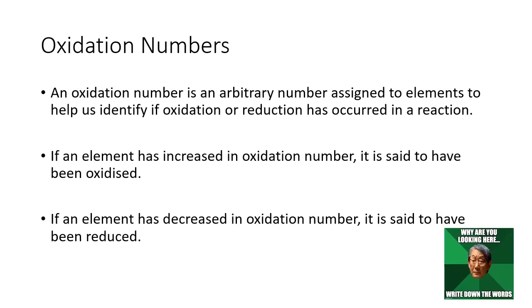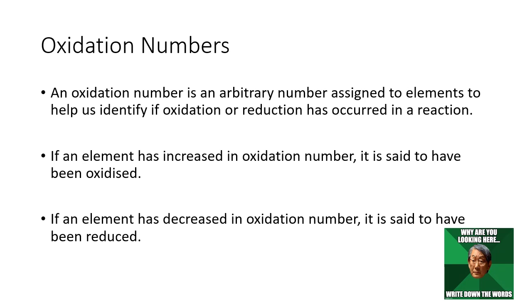So what are oxidation numbers? Oxidation numbers are arbitrary numbers assigned to elements to help us identify if oxidation or reduction has occurred in a reaction. They're just numbers that we assign to elements. If an element has increased in oxidation number, it is said to be oxidized.